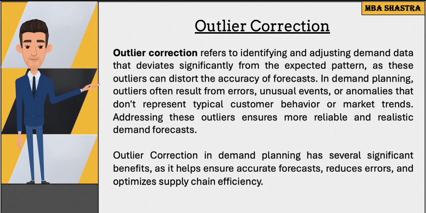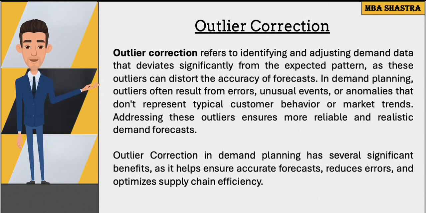Outlier correction refers to identifying and adjusting demand data that deviates significantly from the expected pattern, as these outliers can distort the accuracy of forecasts. In demand planning, outliers often result from errors, unusual events, or anomalies that don't represent typical customer behavior or market trends. Addressing these outliers ensures more reliable and realistic demand forecasts.